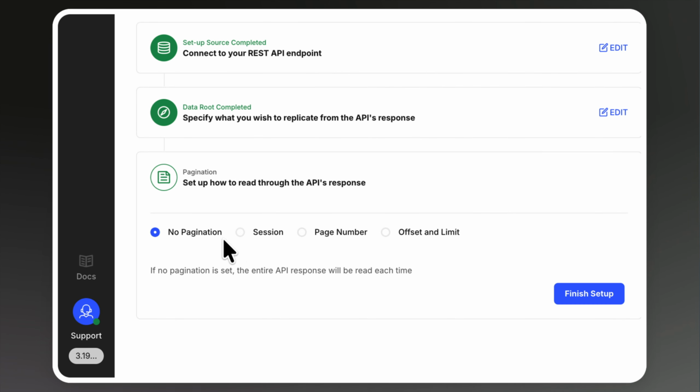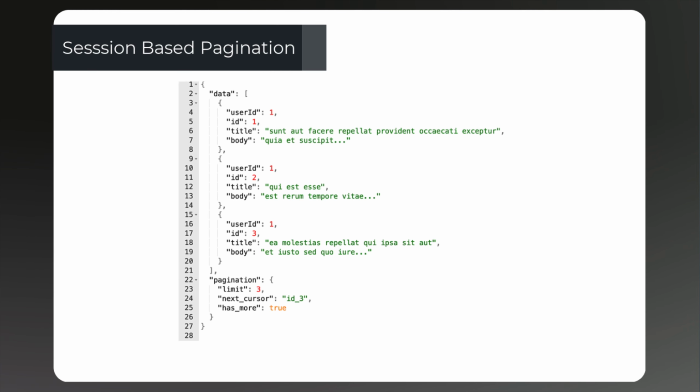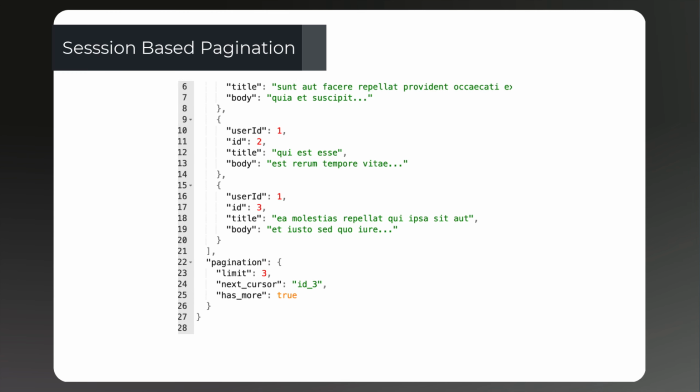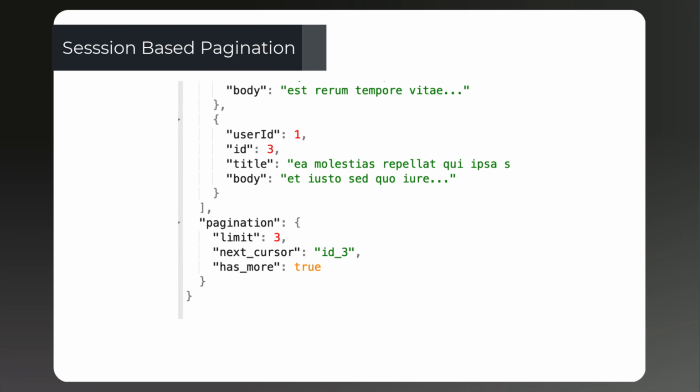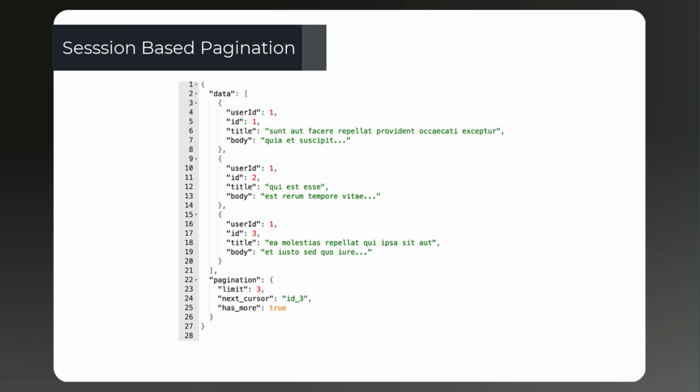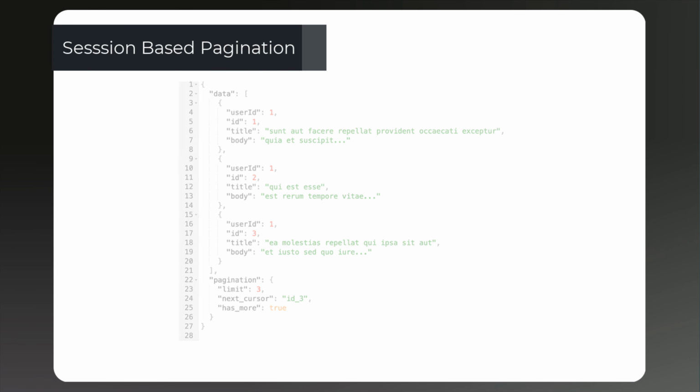Session-based pagination. In some APIs, the response includes a value that indicates how to fetch the next page. This value might represent where the next page begins, such as an ID, a reference value, or a URL to the next page. Hevo reads this value from the response and uses it in the next API request.